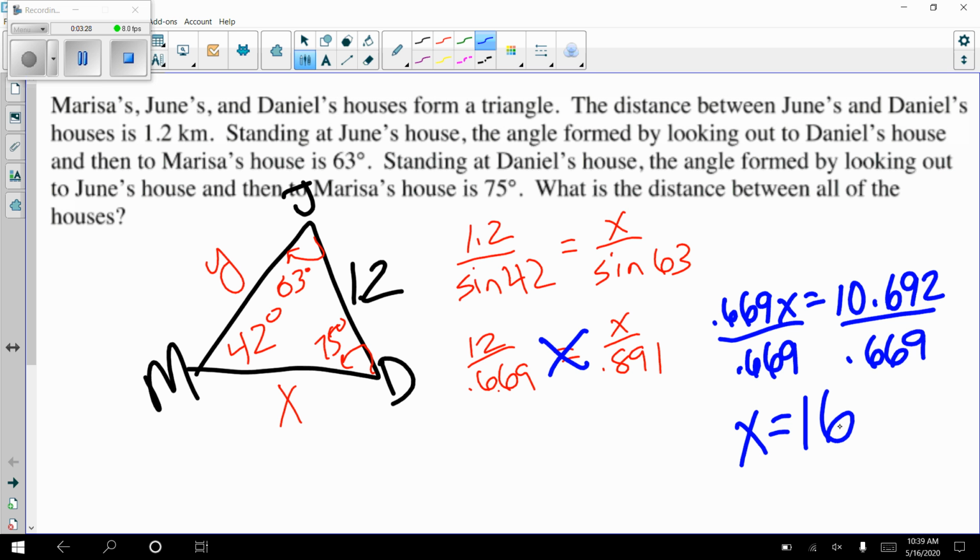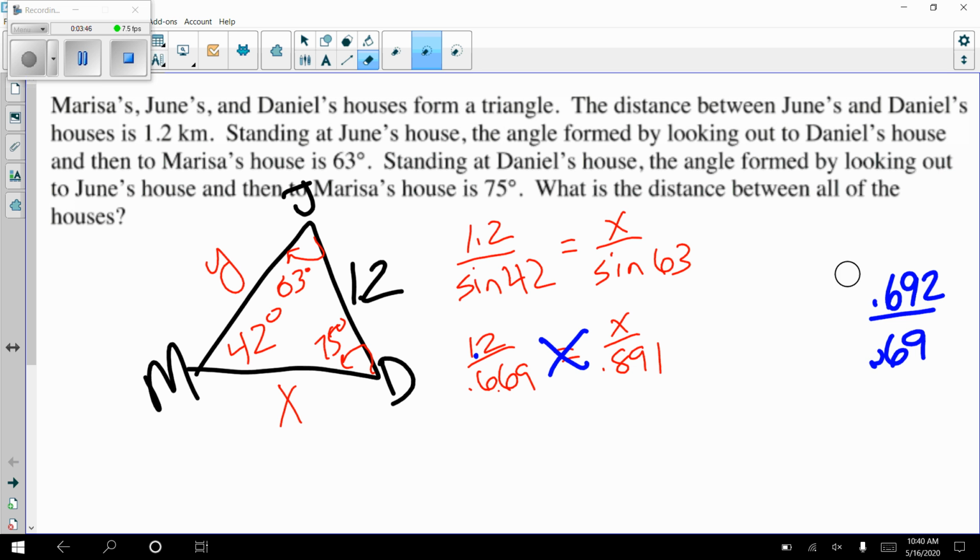Oh, you know where I messed up here? Yeah, that was dumb. I put 12 instead of 1.2, didn't I? So maybe we'll just start from the beginning. Well, not from the beginning, but at least part way through. So let me erase this.